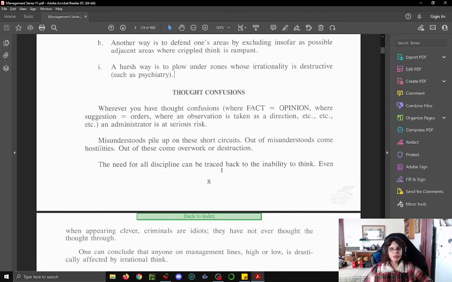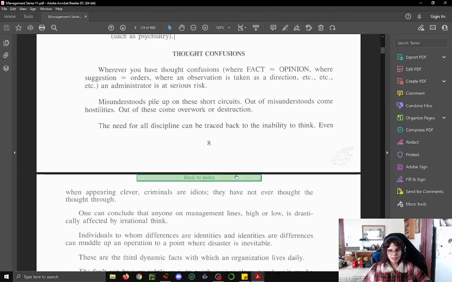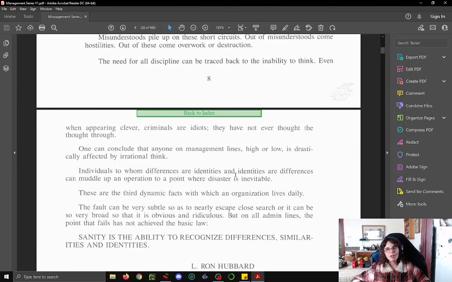Thought confusions. Wherever you have thought confusions, where fact equals opinion, where suggestion equals orders, where an observation is taken as a direction, etc., etc., etc., an administrator is at serious risk. Misunderstoods pile up on these short circuits. Out of misunderstoods come hostilities. Out of these come overwork or destruction. The need for all discipline can be traced back to the inability to think. Even when appearing clever, criminals are idiots. They have not ever thought the thought through, except for ones who actually get away with the crime.